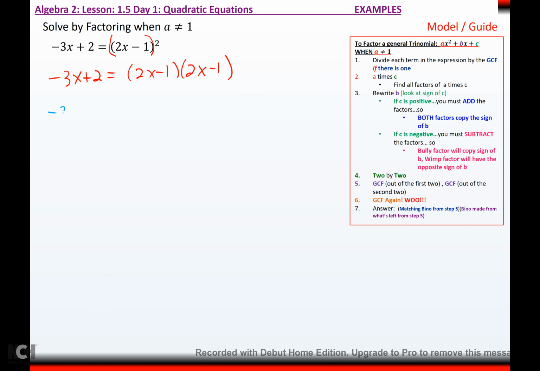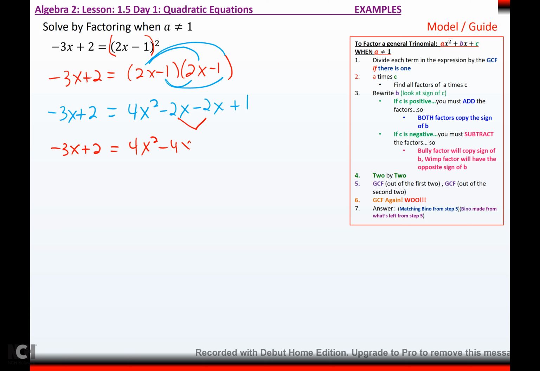Alright, so I have negative 3x plus 2 equals 2x times 2x is 4x squared. 2x times negative 1 is negative 2x. Negative 1 times 2x is negative 2x. Negative 1 times negative 1 is positive 1. Combine like terms. And I have 4x squared minus 4x plus 1.